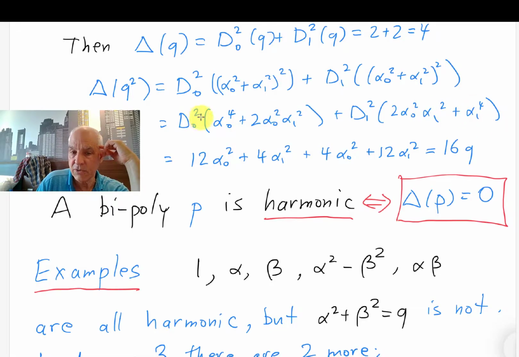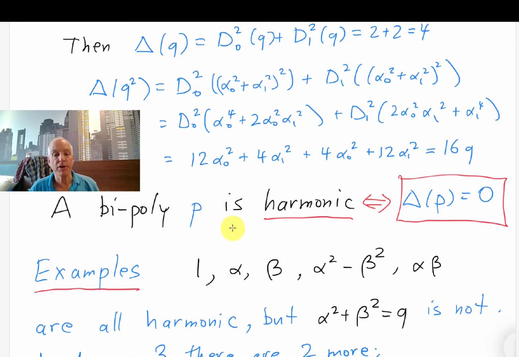So the d0 squared acting on this, well, we multiply by 4 and then by 3, so we get 12 alpha 0 squared. That's the result of applying it to this. And over here, we just take the derivative with respect to alpha 0, so we get a 4 alpha 1 squared. And here, 4 alpha 0 squared plus 12 alpha 1 squared. So a total, I guess, of 16 alpha 0 squared plus 16 alpha 1 squared, so 16 times q.